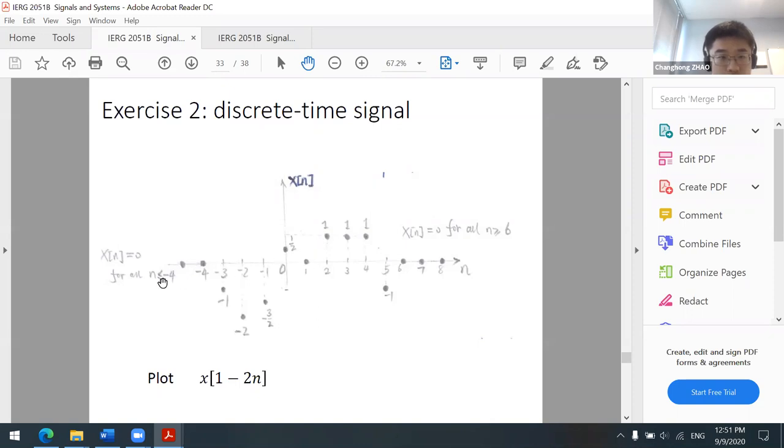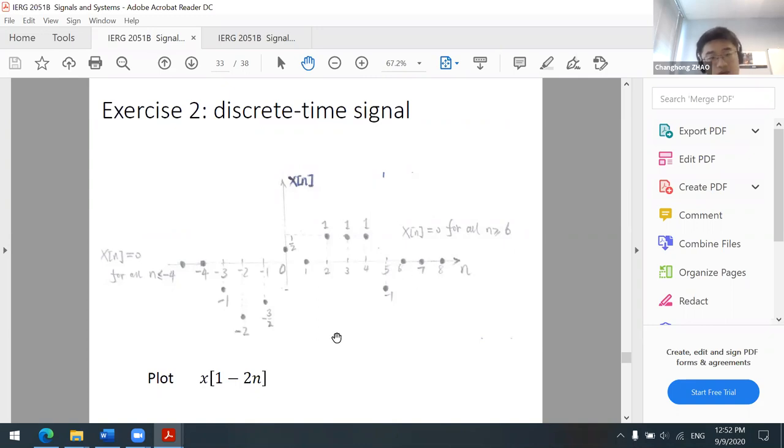It means for all n less than or equal to minus one, x of n is zero. So the black dots are all on the horizontal axis itself, meaning x of n equals zero. For n equals minus three, x of n equals minus one; n equals minus two, x of n equals minus two; n equals minus one, x of n equals minus three divided by two. And then for every integer time n, I marked the value of x of n here.